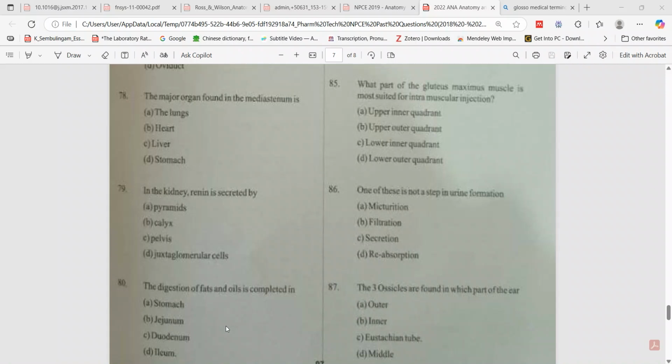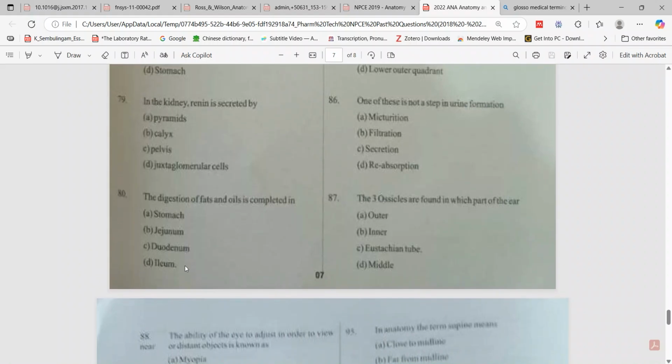Juxtaglomerular cells. Oh wow. Yes, I know. Today, I found out that renin is an enzyme that converts angiotensinogen into angiotensin 1. So, we have the renin-angiotensin-aldosterone system, known as the RAS. The renin is more like an enzyme, and it converts angiotensinogen into angiotensin 1.